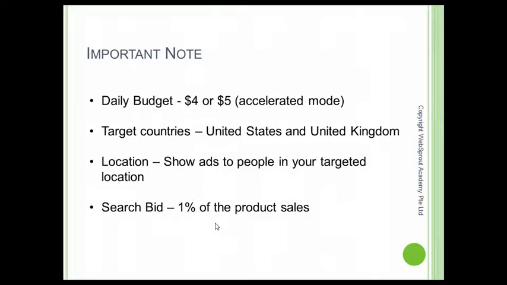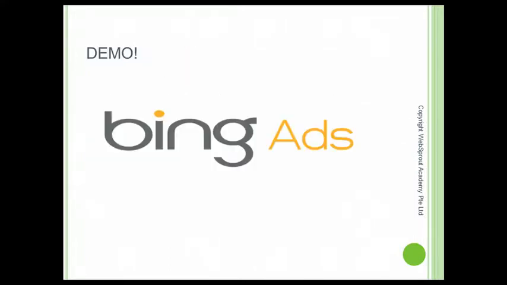If you were to advertise your affiliate product, the per click cost that you are going to enter should be 1% of the product sales. So let me give you an example. If you earn $20 from that product commission, the per click that you can invest is 20 cents. Okay, so that's what I mean. So I'm going to show you step by step how you're going to do that.